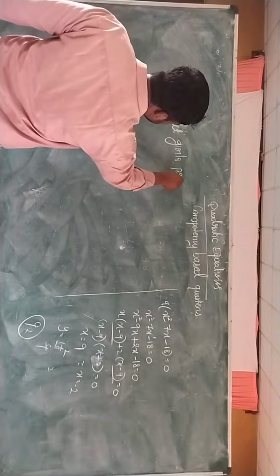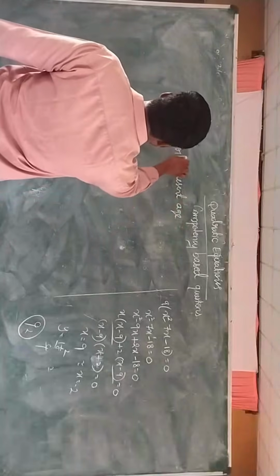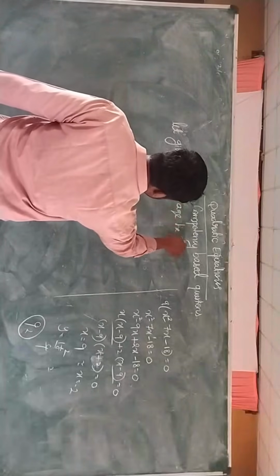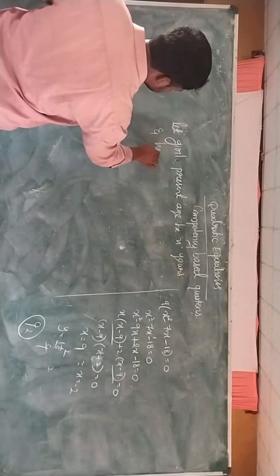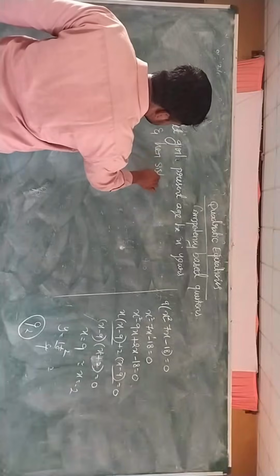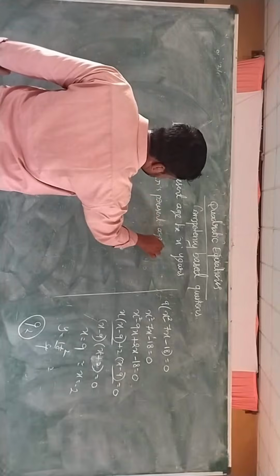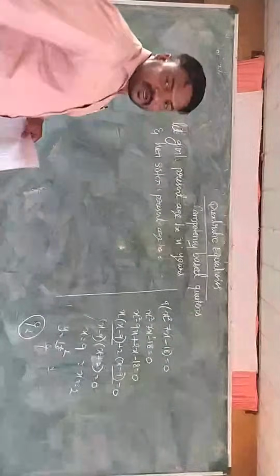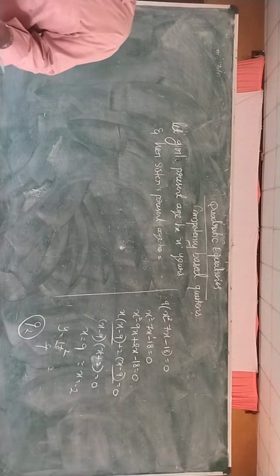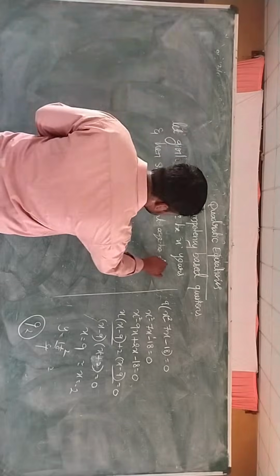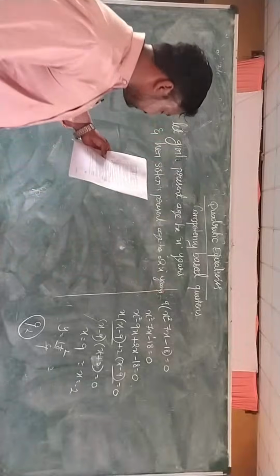Let the girl's present age be x years, and her sister's present age be what? A girl is twice as old as her sister, they said. Correct? So it is 2x years.